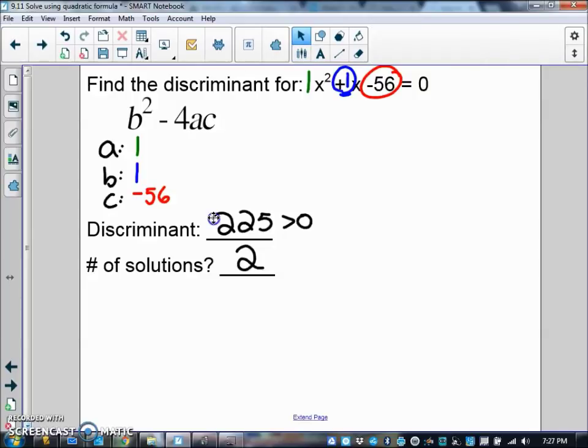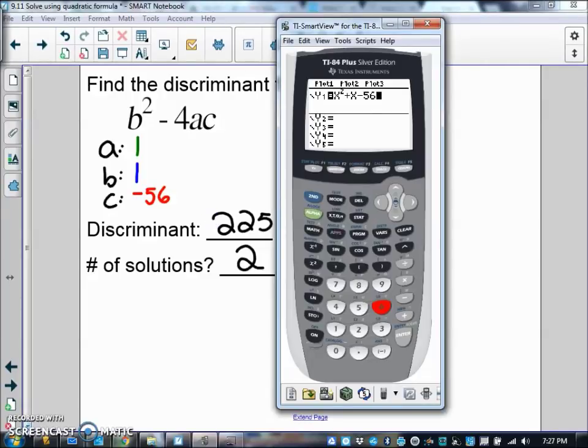Of course, I can verify this with my calculator. I'm going to have x squared plus x minus 56 as my equation. I put it in the calculator, and I go ahead and graph this. And I clearly see two x-intercepts, so therefore two solutions.